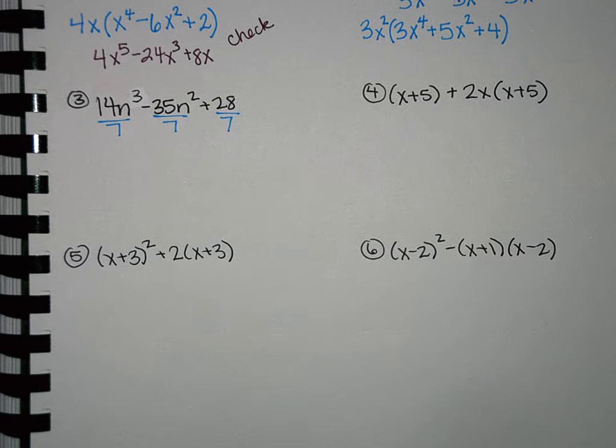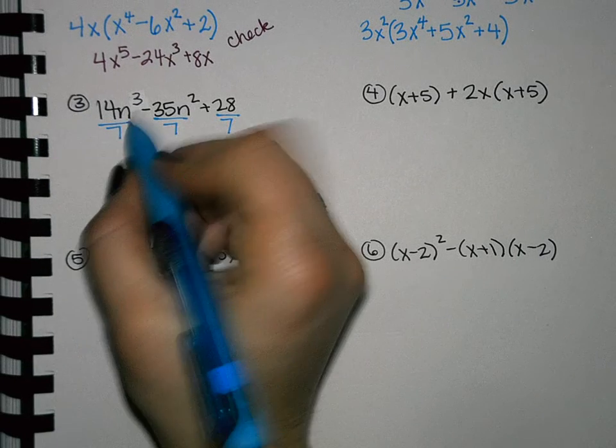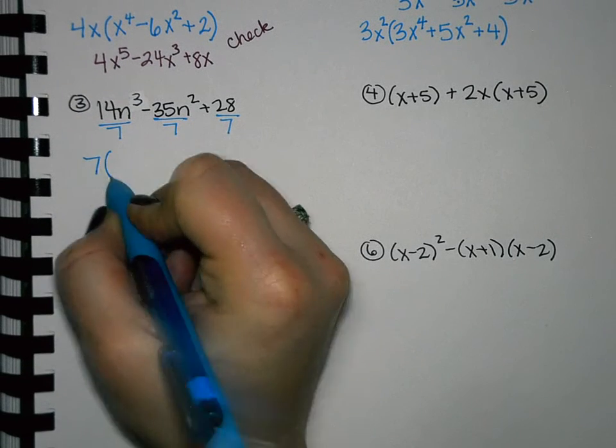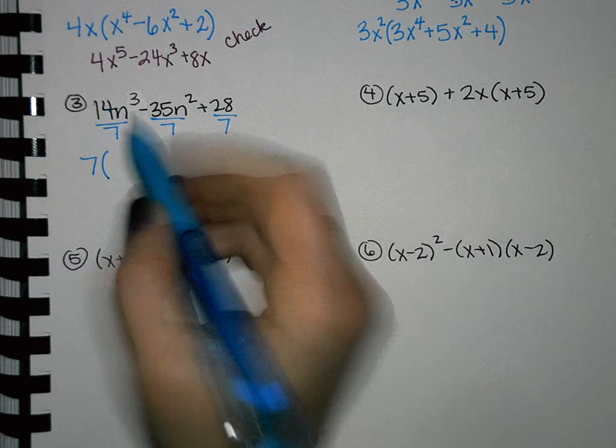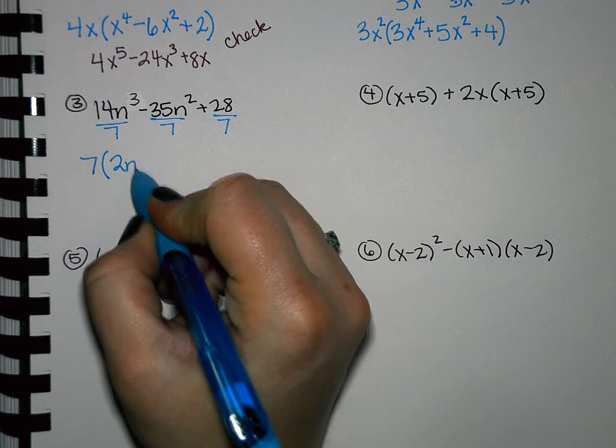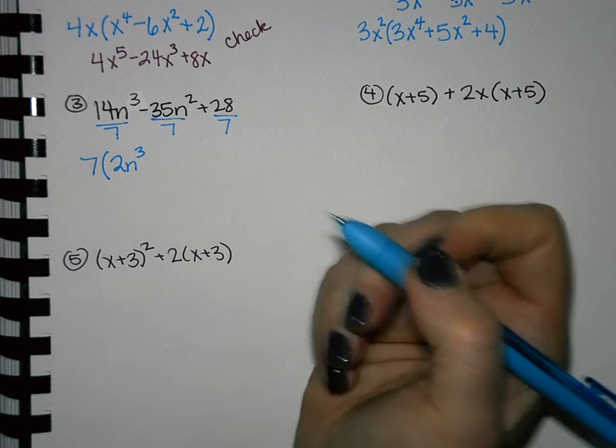And sometimes all you can do is a letter. So it won't always be a number and a letter. It has to be whatever they all have. So if all you have is a letter, no numbers, then you only divide by the letter. So 7 goes on the outside. 14 divided by 7 is 2. We're not changing our variables at all because we're not dividing by a variable.